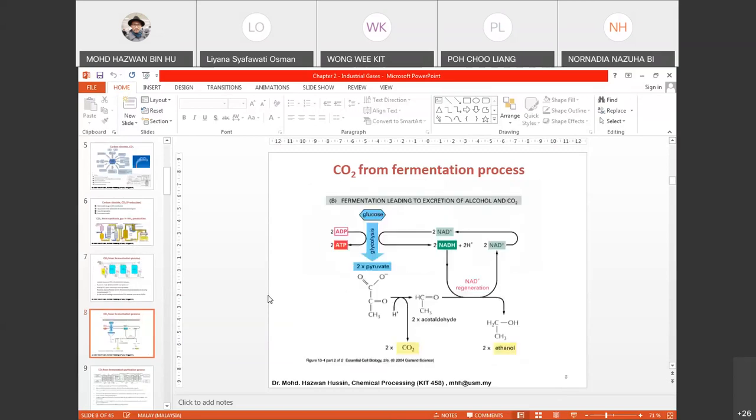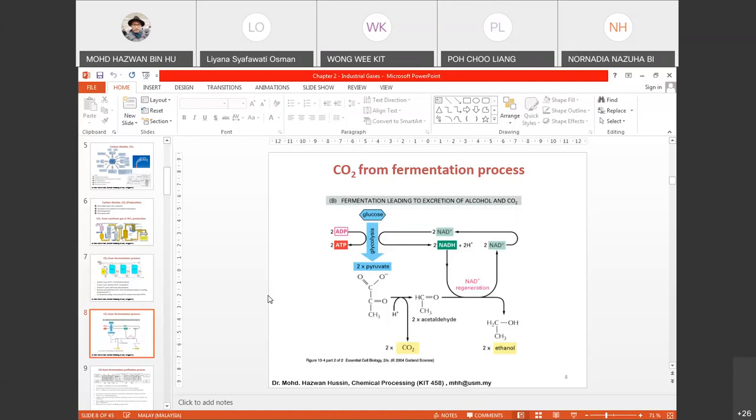This is the biochemical reaction for the fermentation process. This is also important for you to know at least. Glucose is the raw material for the fermentation process. Then glycolysis produces pyruvate. From pyruvate, the two moles of pyruvate will undergo the acetylation process, and finally it will produce ethanol and CO2 as a byproduct.